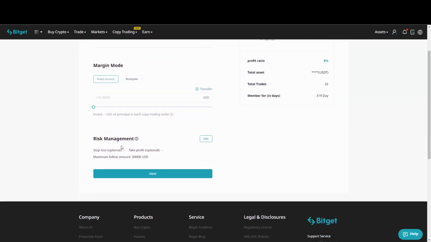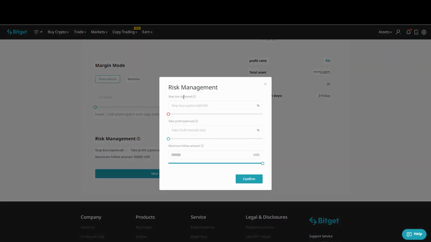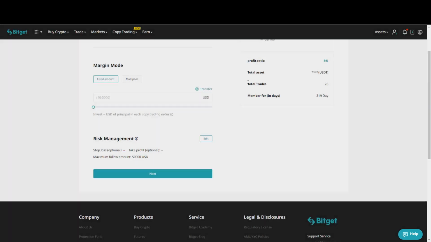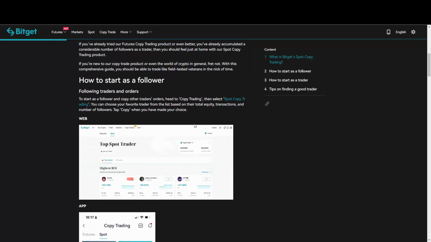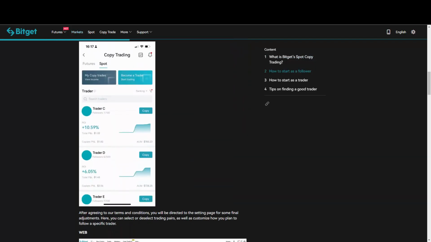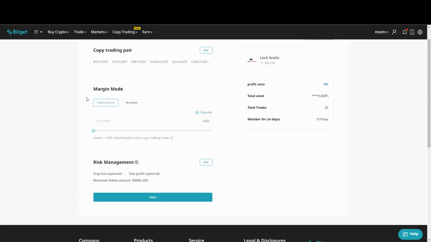You can also have the risk management. Okay, here on the risk management, you can put like, hey, if I want to manually put a stop loss, if I want to manually put a take profit, okay, the maximum follow amounts, you can put it actually here. Okay, so here is also a guidance, like if you click the link below, of how you can be using this and how you can actually be a trader if you decide to be a trader.